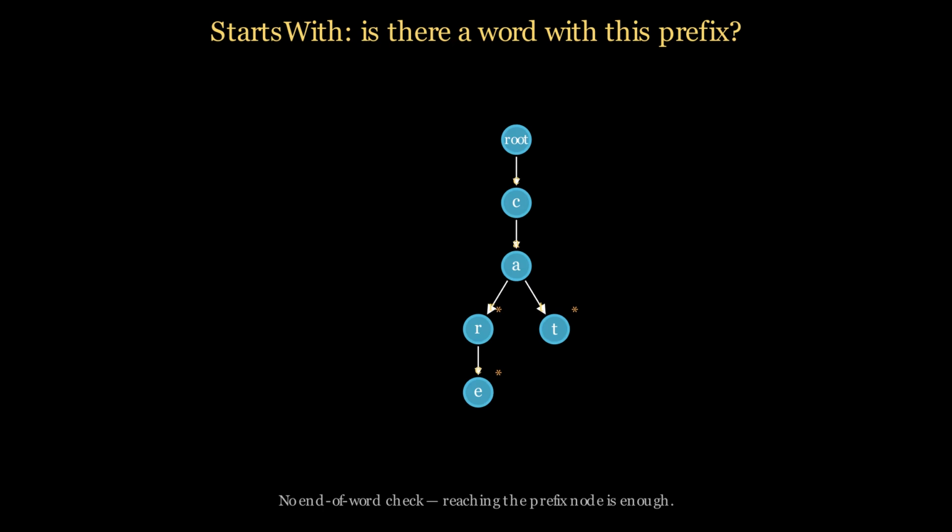This is exactly how Word Search 2 uses a trie. During DFS on the board we ask whether the current path is a prefix of any word, and prune early if not.